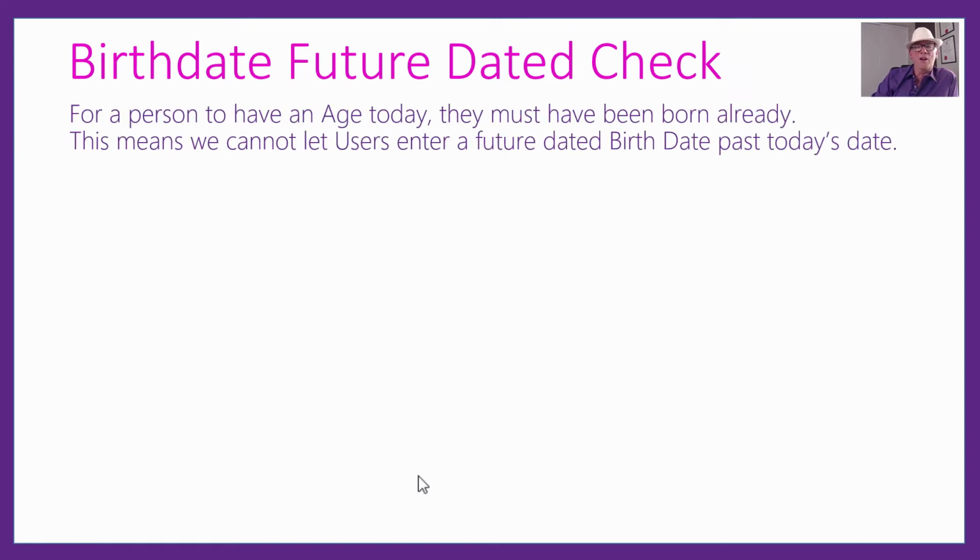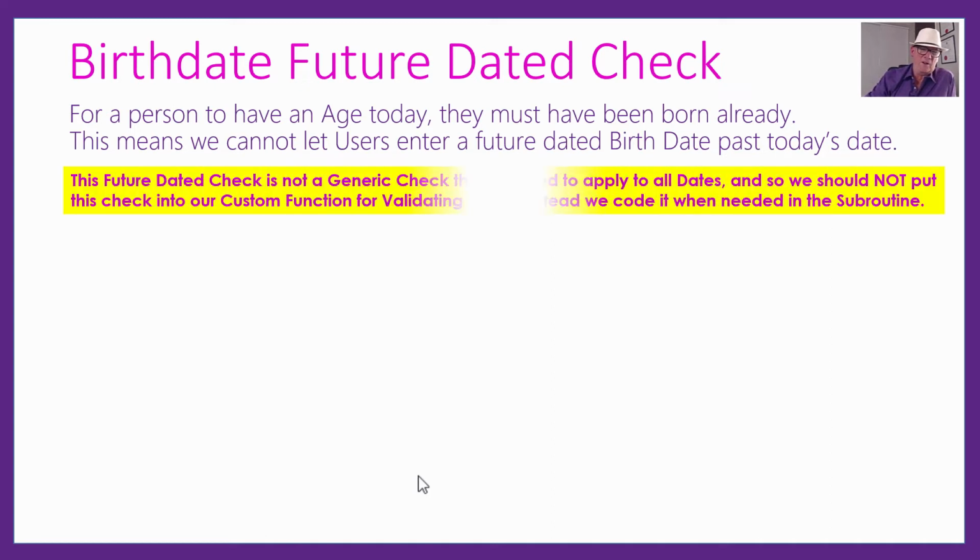Now, that's all very good for doing those 3 checks on any sort of date that we need to pass in, but the birth date also needs one more special check on it. For someone to have an age today, they must be already born. We cannot work out someone's age if they're not born yet. So yeah, you do have to look out for if the user accidentally typed in a future date.